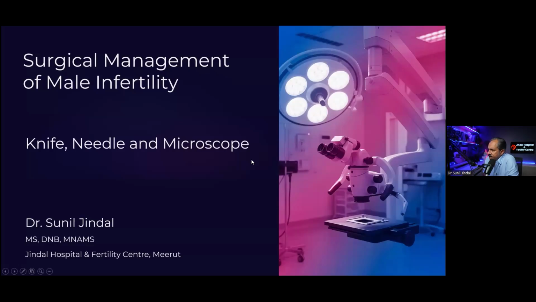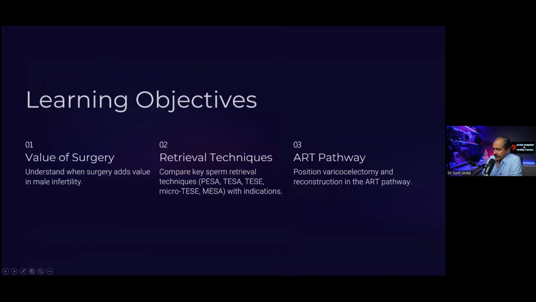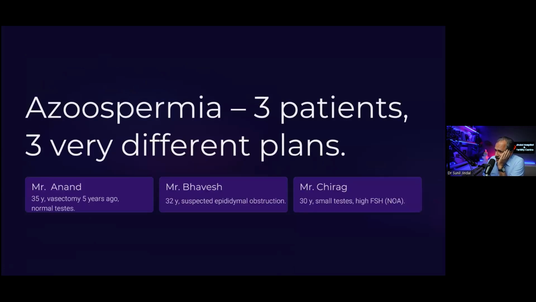So surgery. Knife, needle, microscope. Surgery adds value to male infertility. I'm going to talk about a few retrieval techniques, and I'm going to tell you how to make a better ART pathway by surgery. Azoospermia, 3 patients I've got.